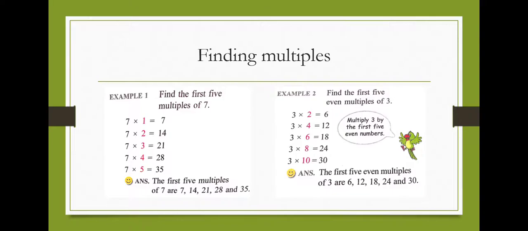Example 2. Find the first 5 even multiples of 3. First 5 even. Even number means 2, 4, 6, 8, 10. First 5 even numbers I have taken. Then multiples of 3. That means which table you are going to say. Third table. So first write the table 3, then even numbers, then we have to do the multiply. 3 twos are 6, 3 fours are 12, 3 sixes are 18, 3 eights are 24, 3 tens are 30. The answer is, the first 5 even multiples of 3 are 6, 12, 18, 24 and 30.